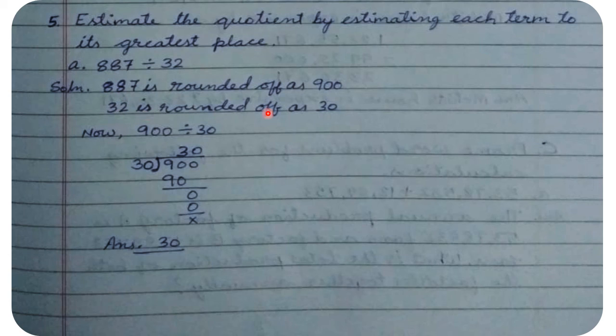32 is rounded off as 30. Why 30? Because when you are rounding off to the greatest place, it is up to tens place, and the ones place is less than 5, so the tens place will remain the same, and ones place will be 0, so it is 30. So 900 now divided by 30, we know 3 times 3 is 9, 0 down, 30, 0 times 0, so 30 is the quotient. And this is how you will be completing the rest of the work. Okay, thank you.